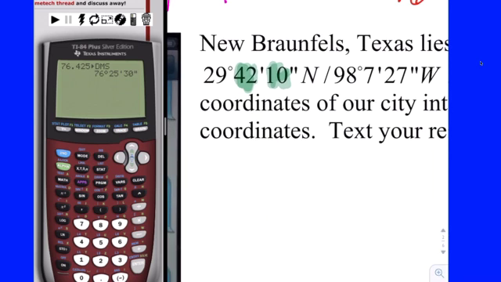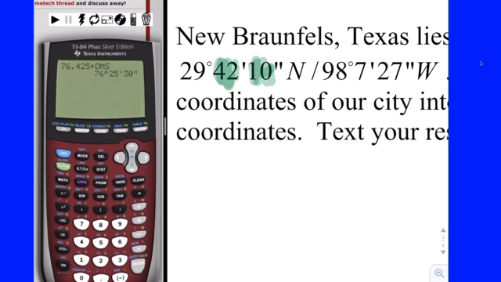Now, we did going from decimal degrees to degrees, minutes, seconds in 2 steps, right? Convert the decimal, write down the whole number, convert the decimal, write down the whole number. But when we go backwards, we're going to do it in a single step, all right? So here's what I would want to see. We have 29 full degrees already, plus.